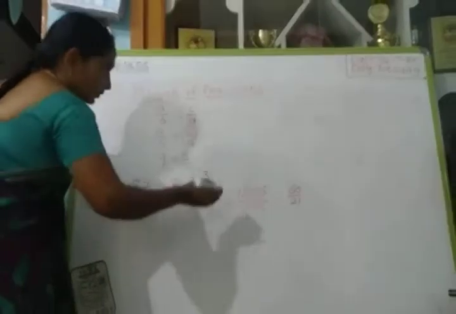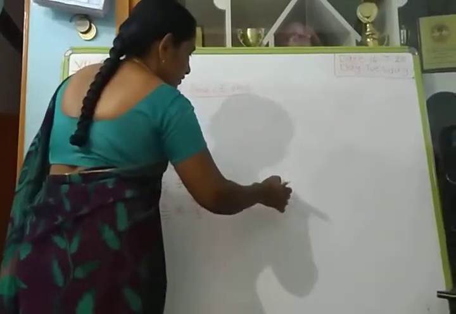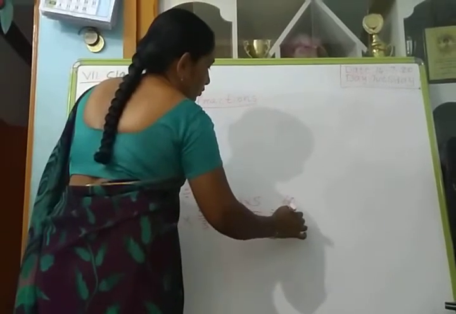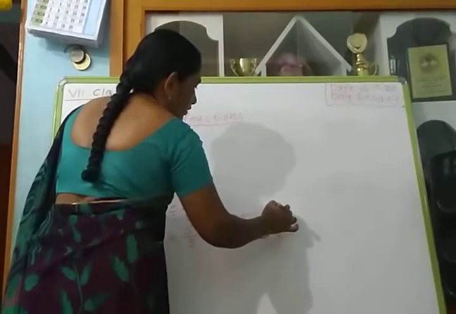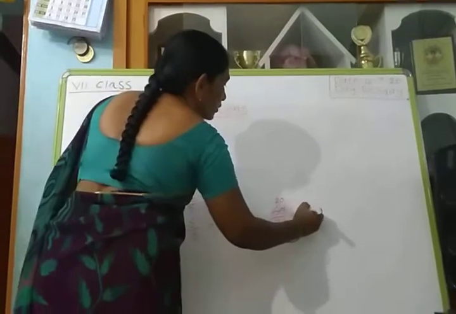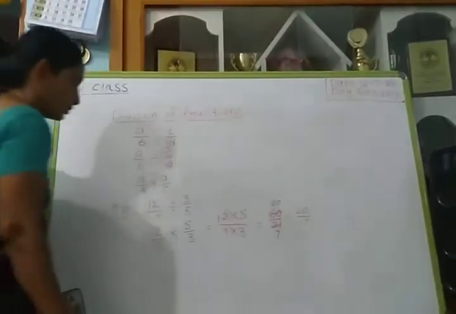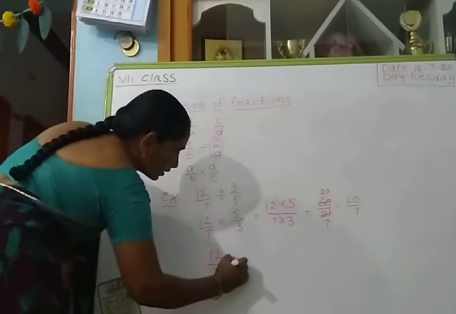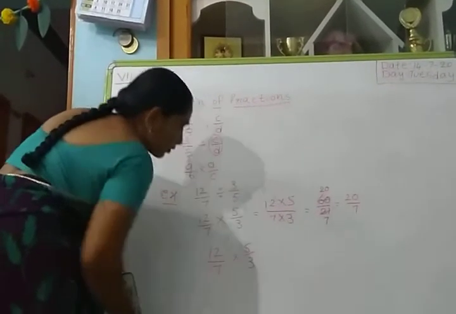Or another method. After getting the result, it is possible to simplify. You can simplify. If you take the 3 table, 3 7s are 21, 3 20s are 60, so 20 by 7. So another method: if you identify that it cancels, simplify.